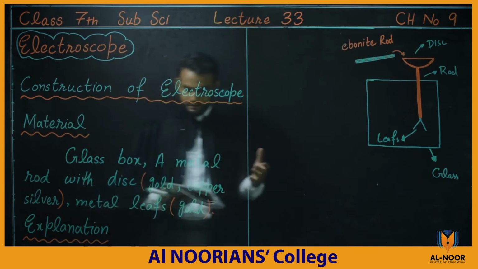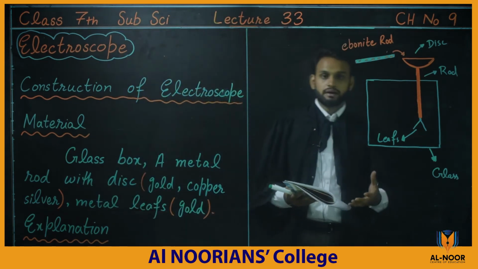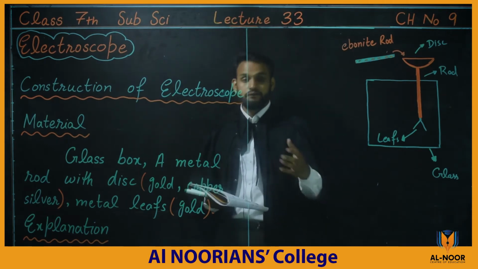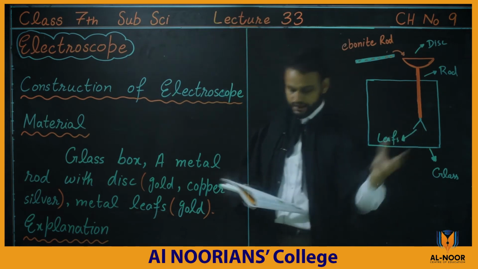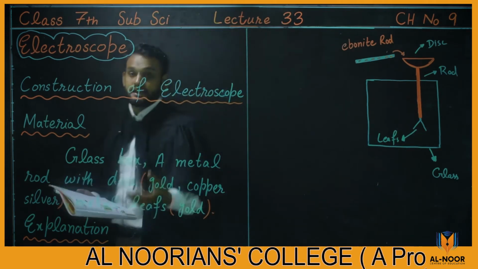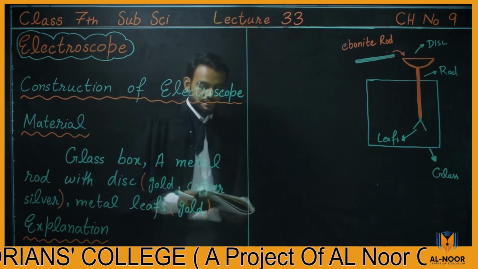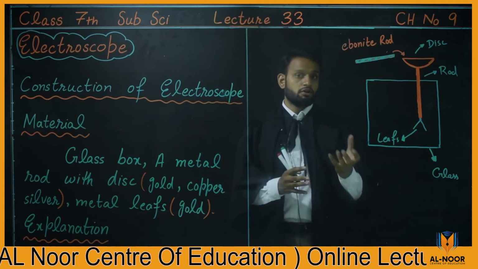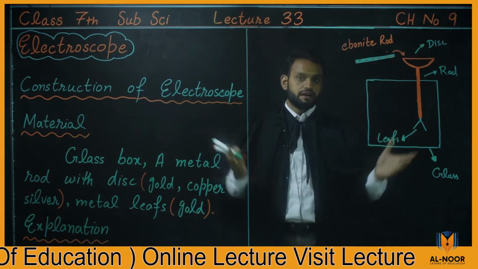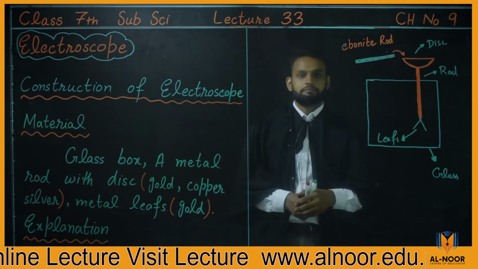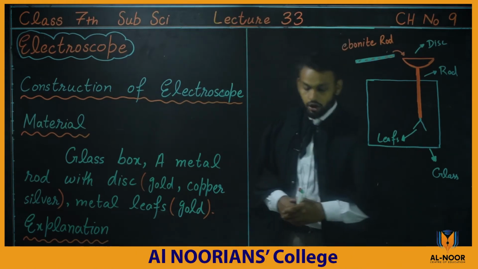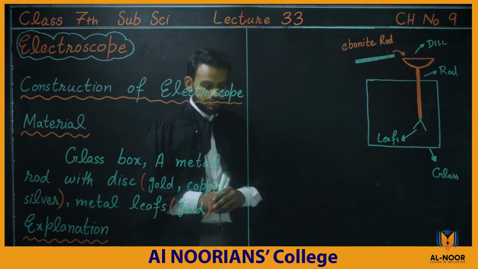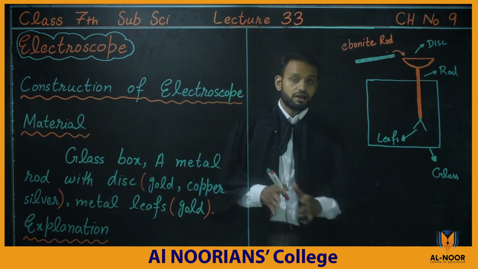When we touch the disc of the electroscope with a charged body, say an ebonite rod or a glass rod, the leaf will open out, separated. The separation of leaf will increase with the increase of amount of charge given to the electroscope. If we give a huge charge, a large amount of charge, then the separation between the leaves is greater. When we give a small amount of charge, the separation between the leaves is smaller.